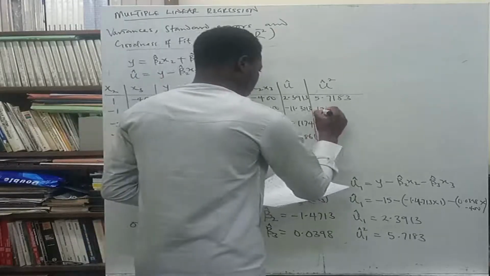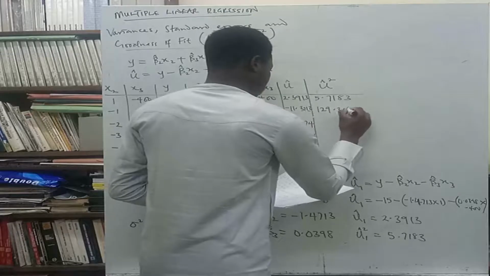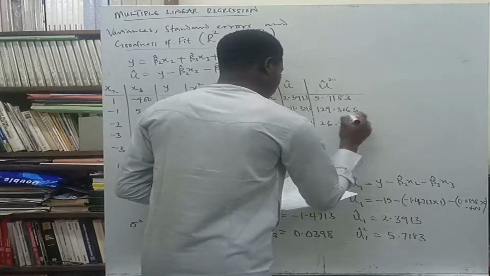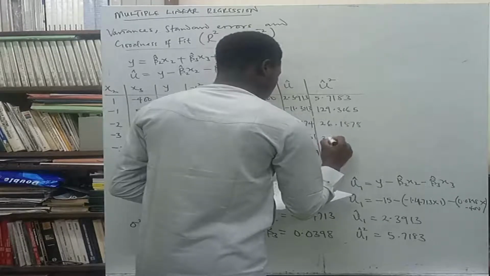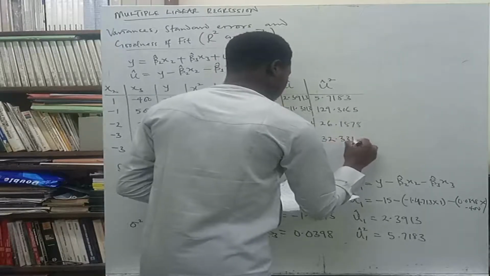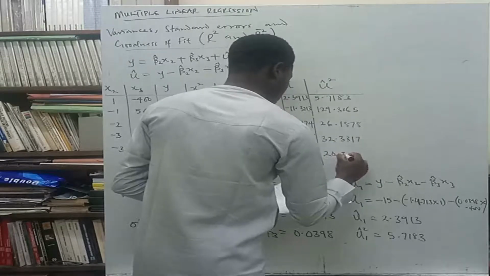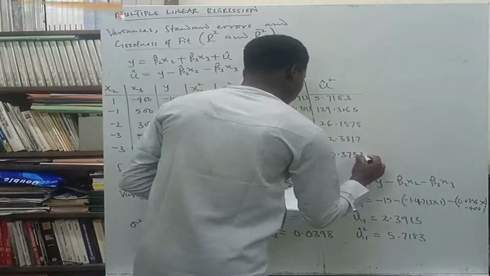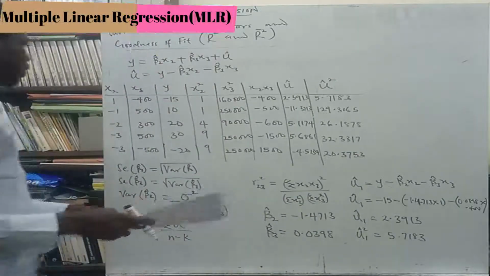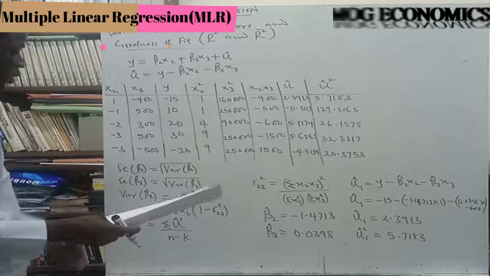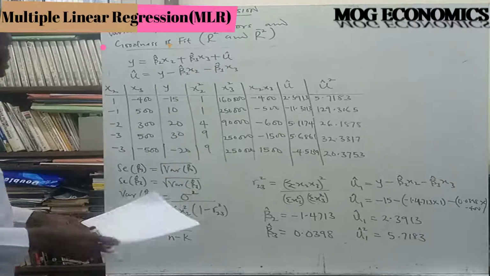So we have this 129.3065, 26.1878, 32.3317 and 20.3753. So that's everything we need there. So let's break it down.